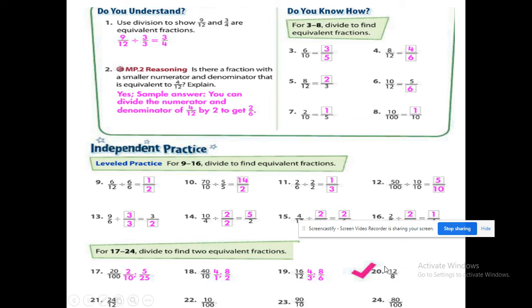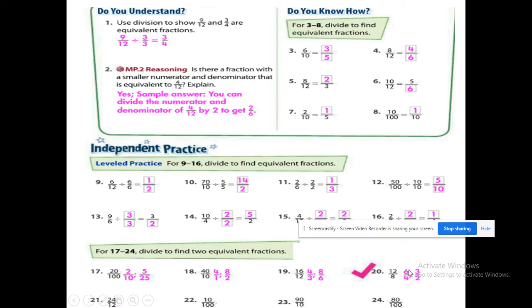Number 20, it's 12 over 8. Why not divide the 12 by 2 and divide the 8 by 2? Going back to the multiplication tables, I can see that I can divide the 12 by 2 and get 6. If I divide 8 by 2, I get 4. So 6 over 4 is an equivalent fraction for 12 over 8.